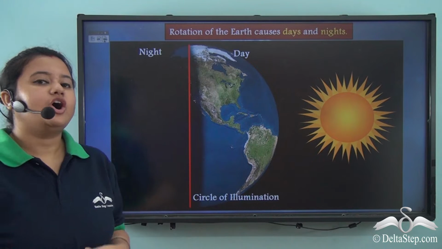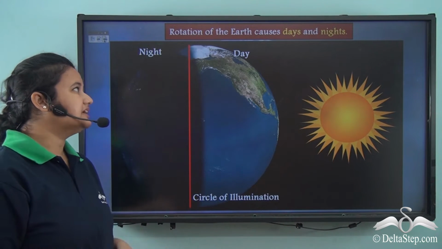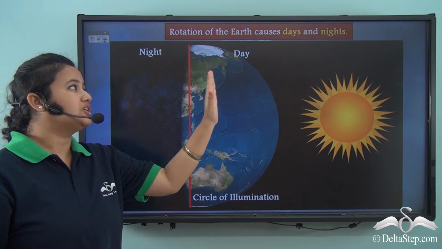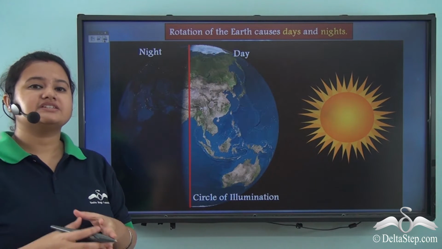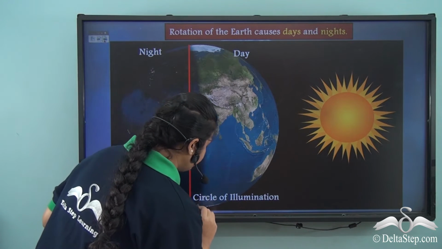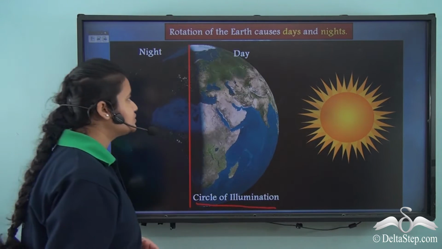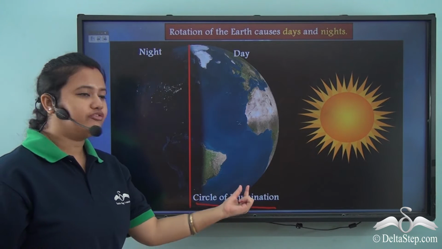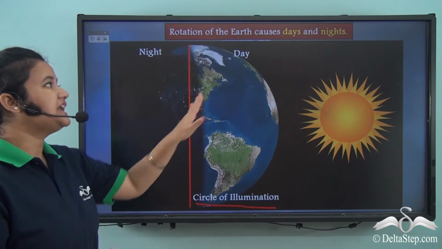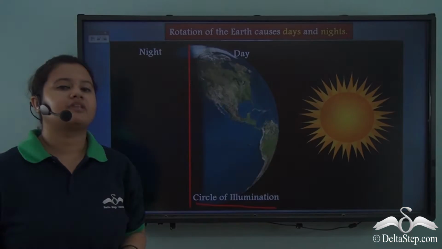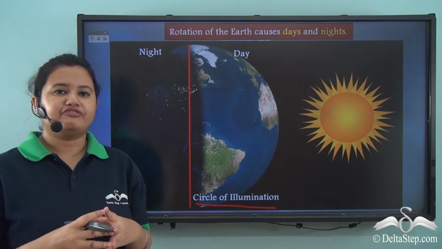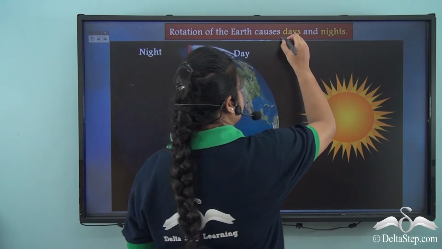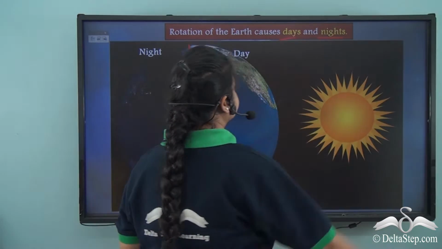A boundary or a line that separates the illuminated zone or light from darkness, or separates day and night, is known as the circle of illumination. So this boundary is known as the circle of illumination. It separates day and night. Thus, the primary effect of Earth's rotation is formation of days and nights.